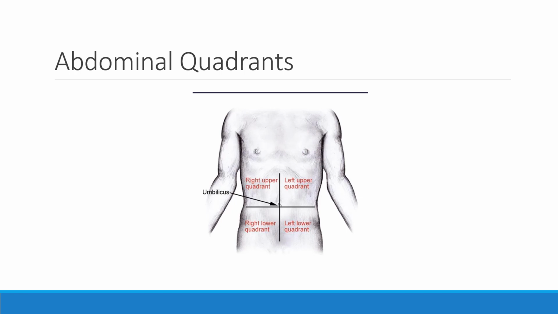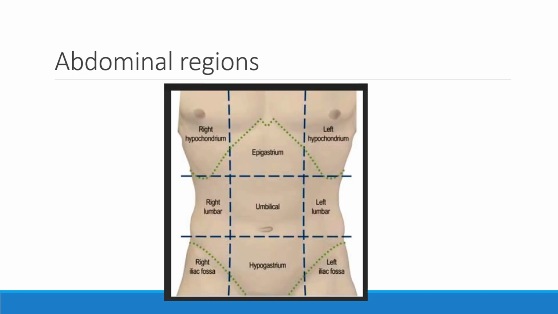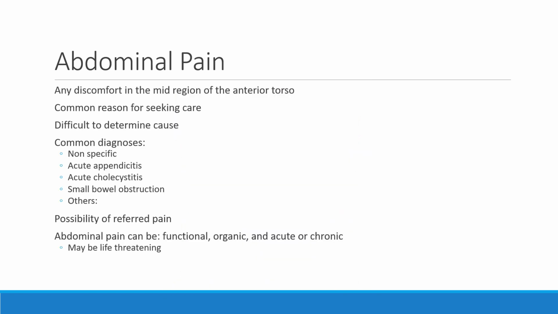Later on in the PowerPoint, we're going to be talking about different conditions that can happen in each of these quadrants. Along with the quadrants, we have abdominal regions, and I have them listed here. There are actually 9 regions, and in a few slides, there will be possible diagnoses when patients present with pain of certain regions. So abdominal pain is any discomfort in the mid region of the anterior torso, so in that abdominal region, and it is a common reason for our patients to seek care.